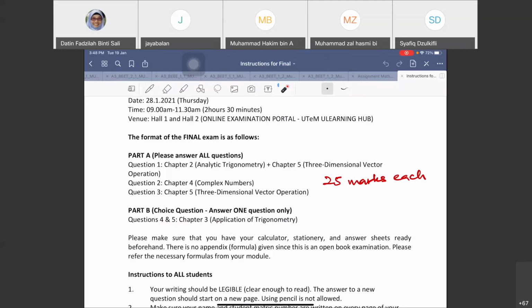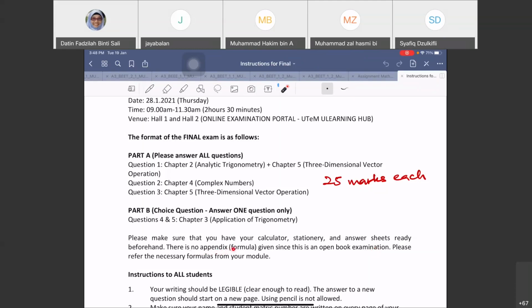Make sure your calculator, your stationery, and answer sheets are all ready beforehand. Don't wait until 30 minutes before your final exam and then only start finding this and that and preparing answer sheets. Please make everything ready beforehand.